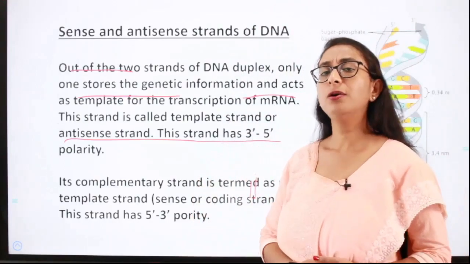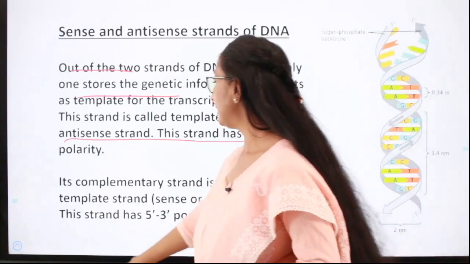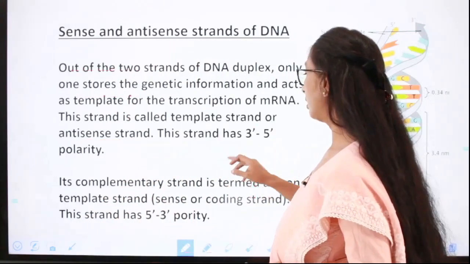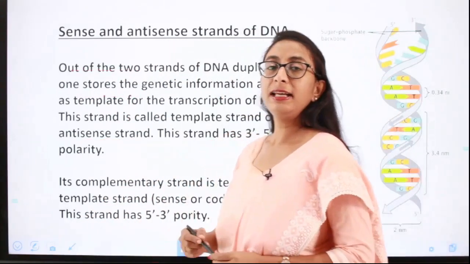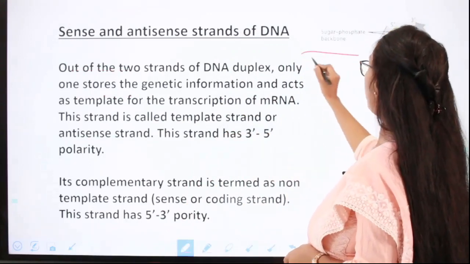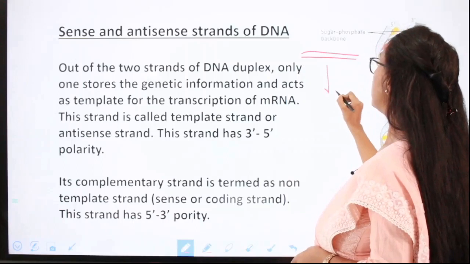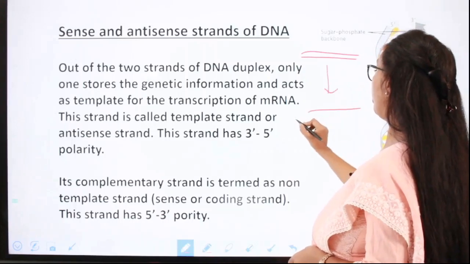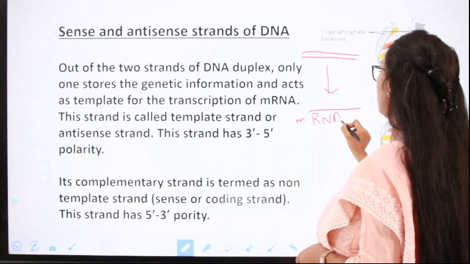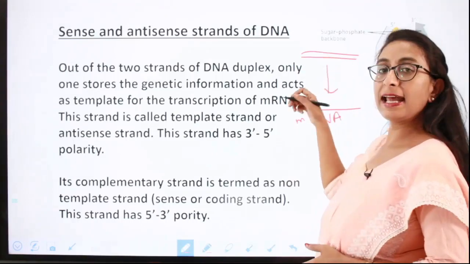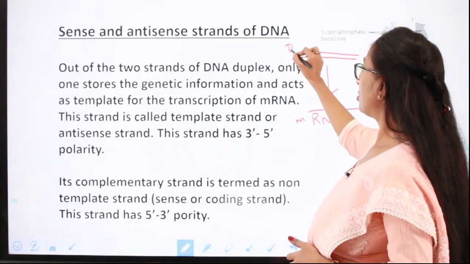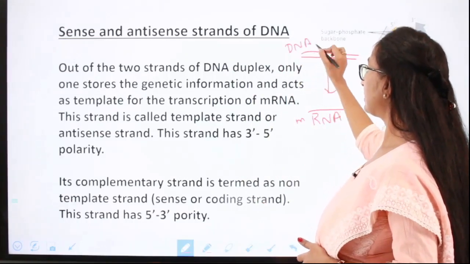Then again we have sense and antisense RNA. When we study DNA transcription, that is, a double-stranded DNA molecule gets converted to a single-stranded mRNA molecule, isn't it? So, which strand is it actually decoding? DNA is a double-stranded molecule, whereas RNA is a single-stranded molecule.